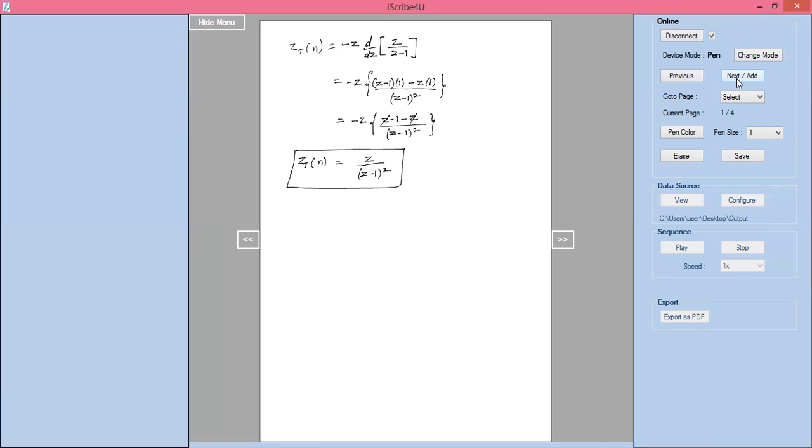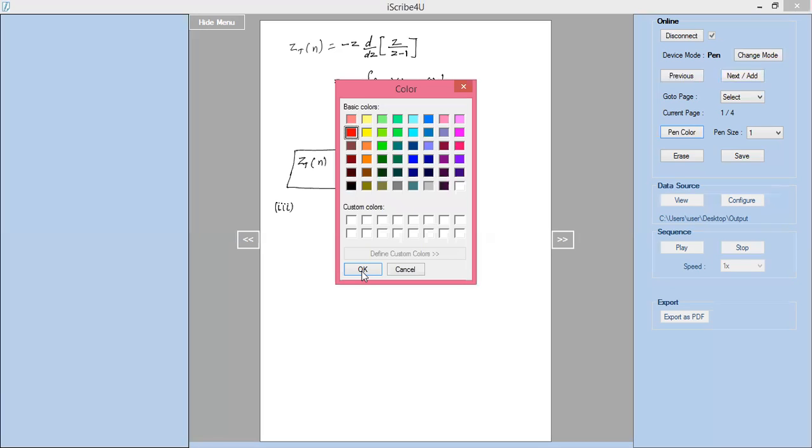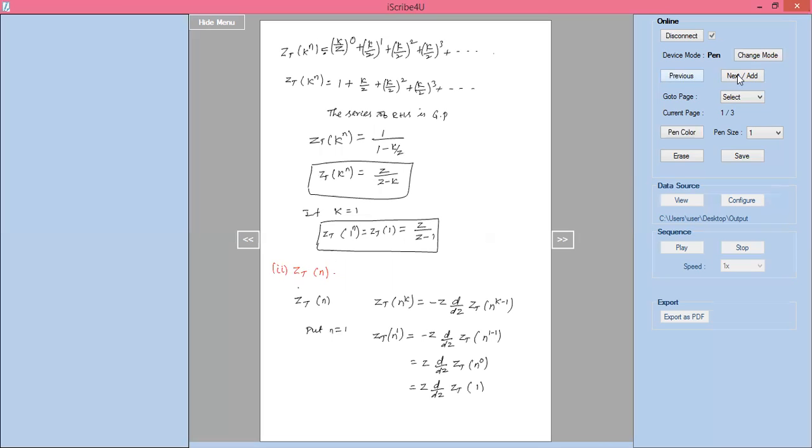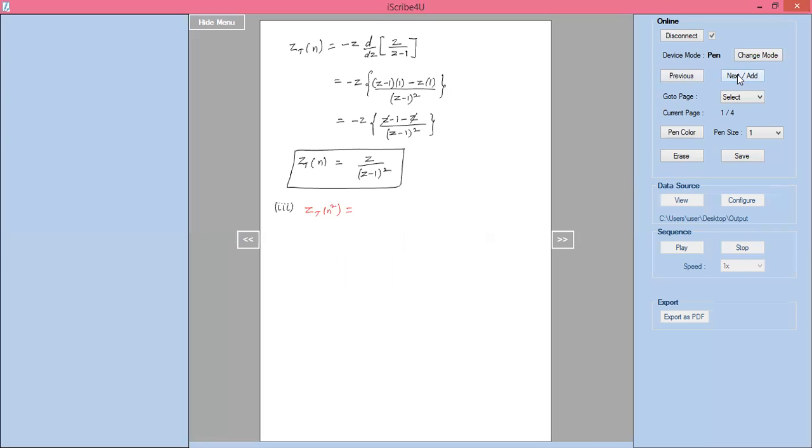Right. Next formula I will write. Third one, Z transform of n square. Similarly, I will do Z transform of n square. We have to find Z transform of n square, and at the end I will prove that one.